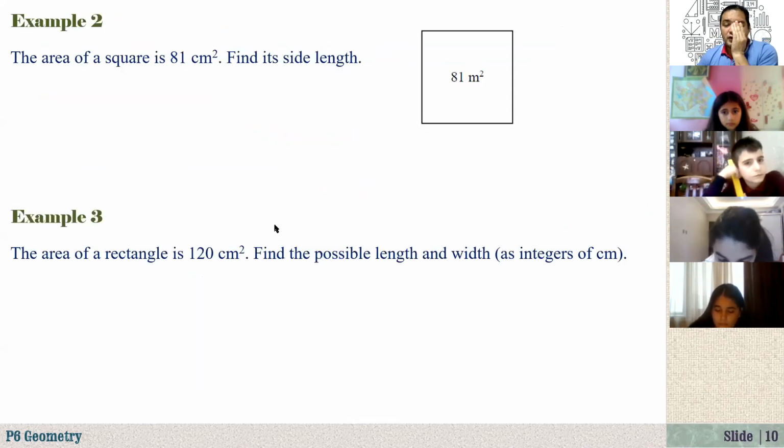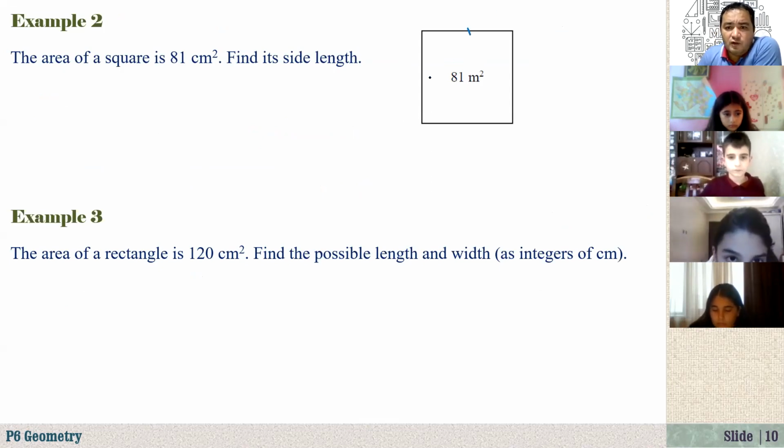So the area of a square is 81 square centimeters. Find its side length. How do we calculate this? Again, since it is a square, that means that all sides are equal to each other. Suppose that one side is A. Actually, all sides are A, right?